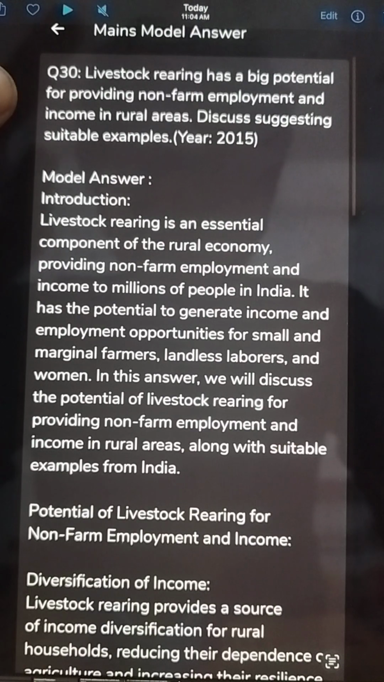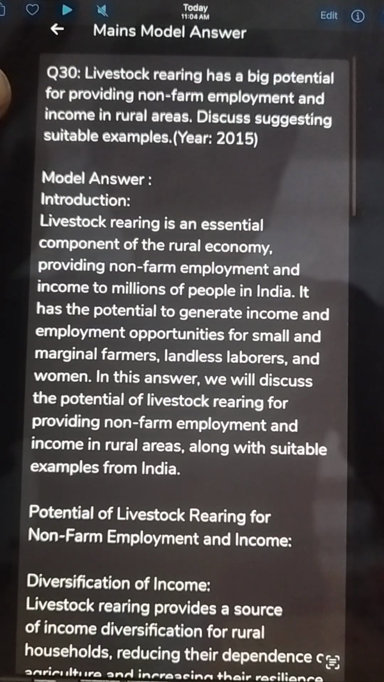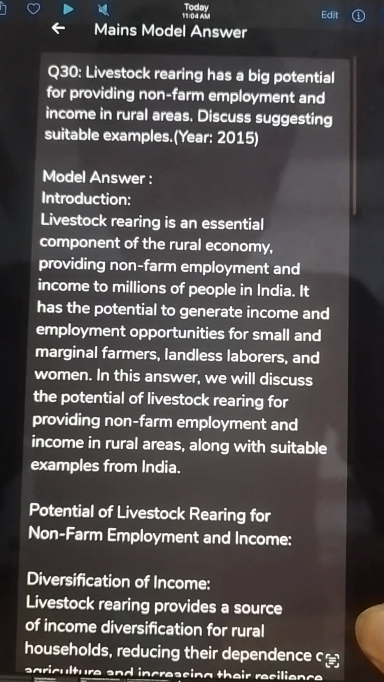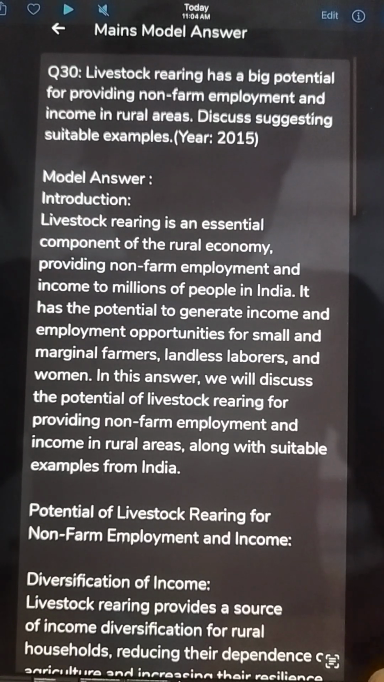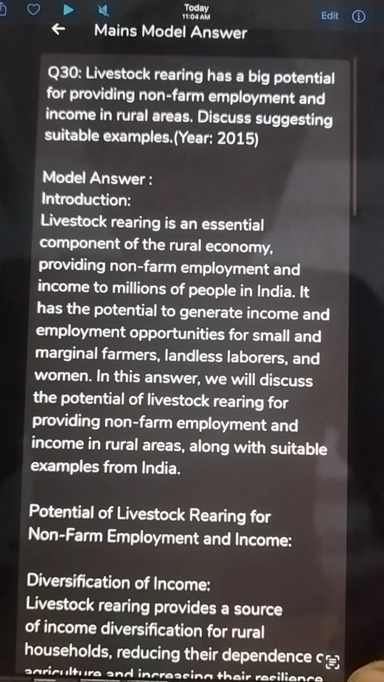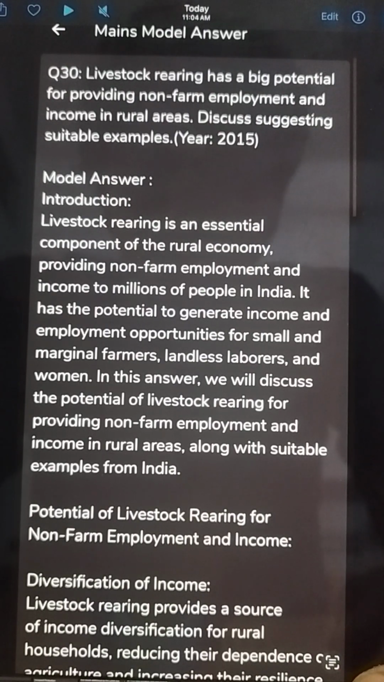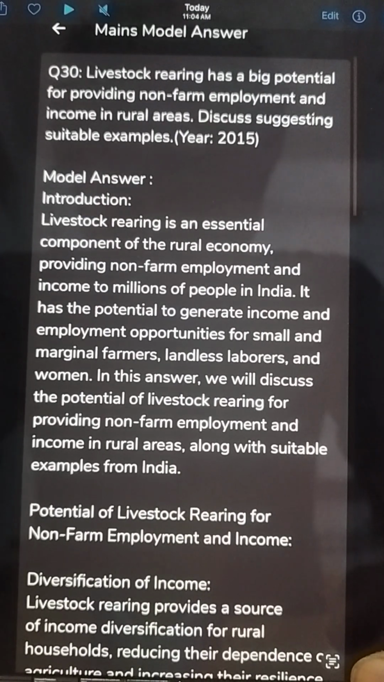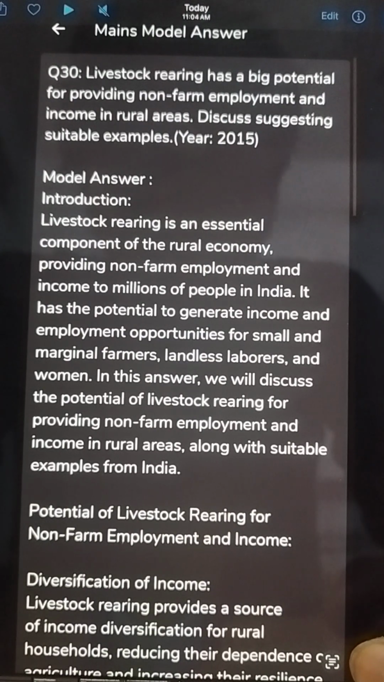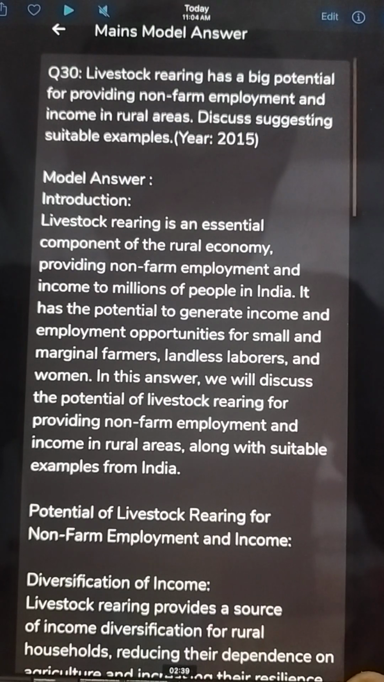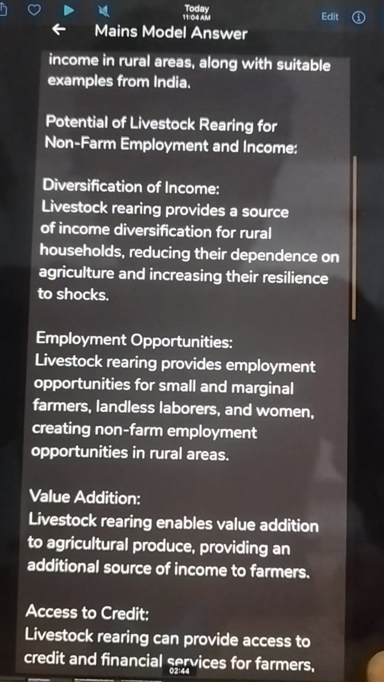Livestock rearing is an essential component of the rural economy, providing non-farm employment and incomes to millions of people in India. It has the potential to generate incomes and employment opportunities for small and marginal farmers, landless laborers, and women. In this answer, we will discuss the potential of livestock rearing for providing non-farm employment and income in rural areas, along with suitable examples from India.